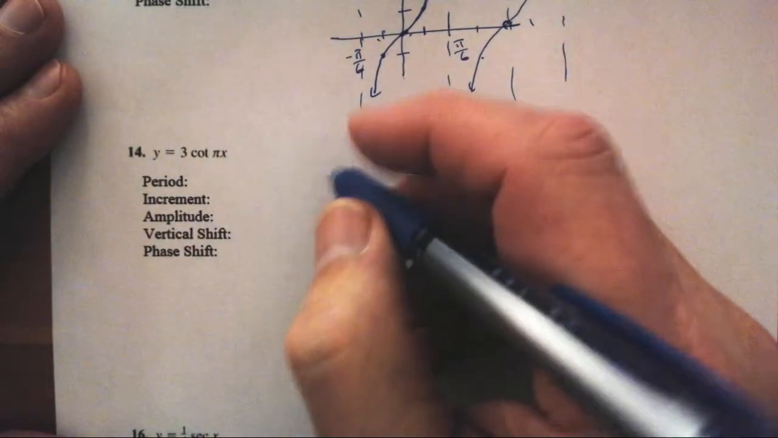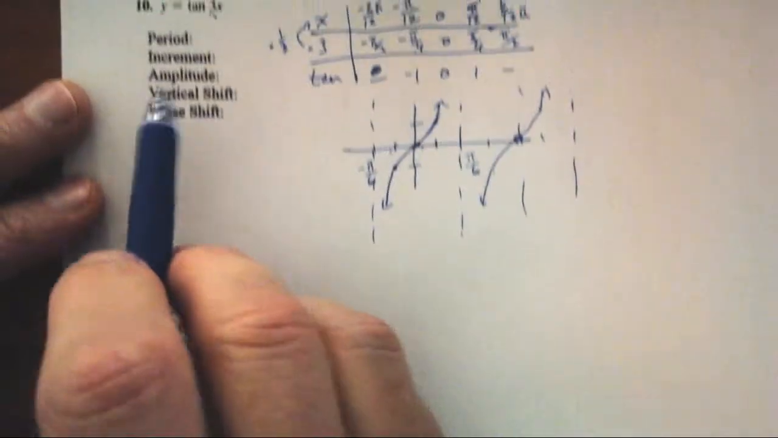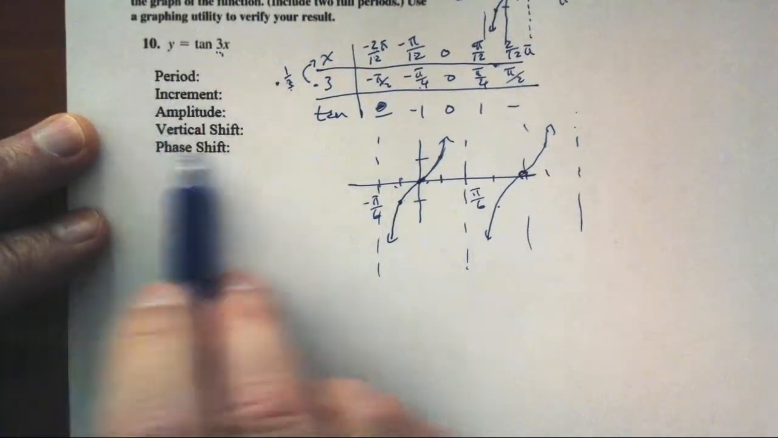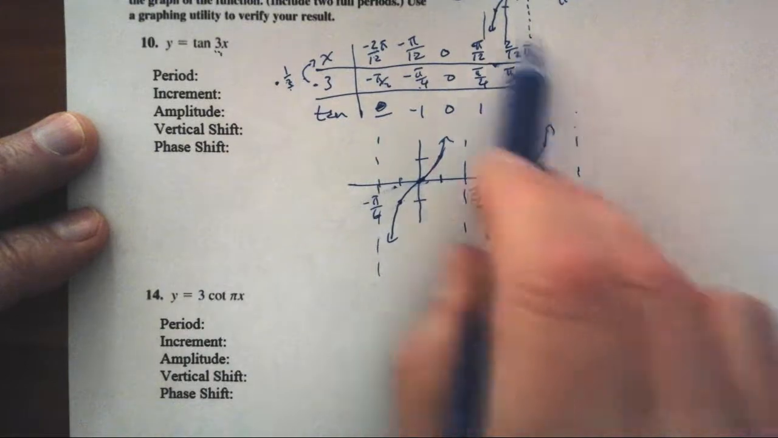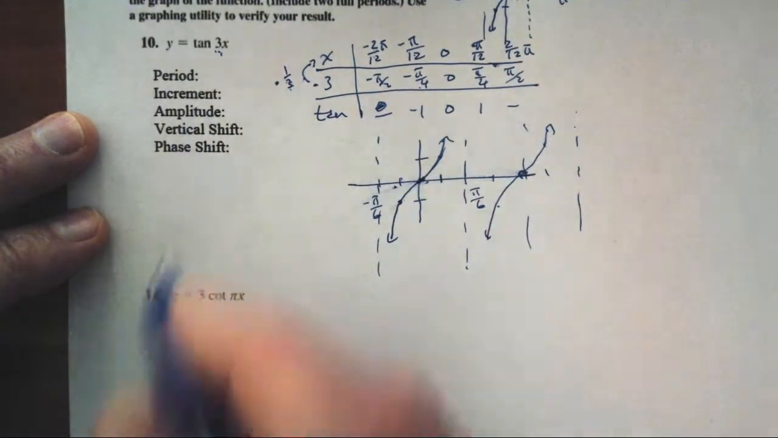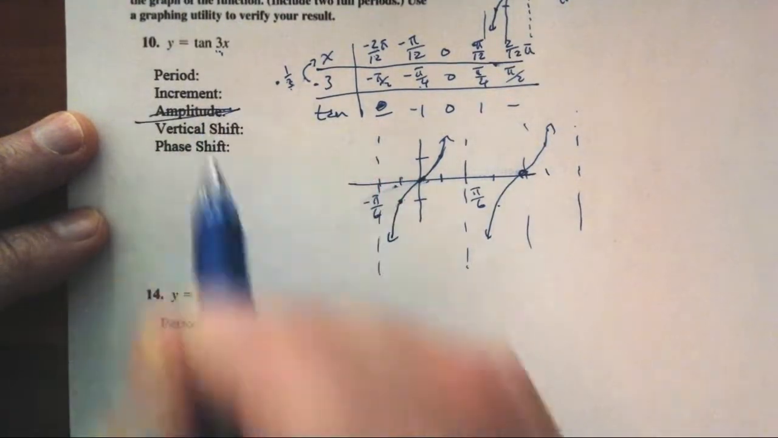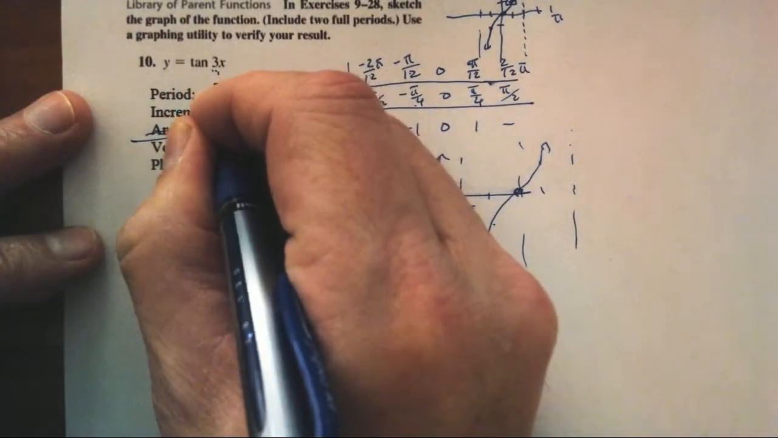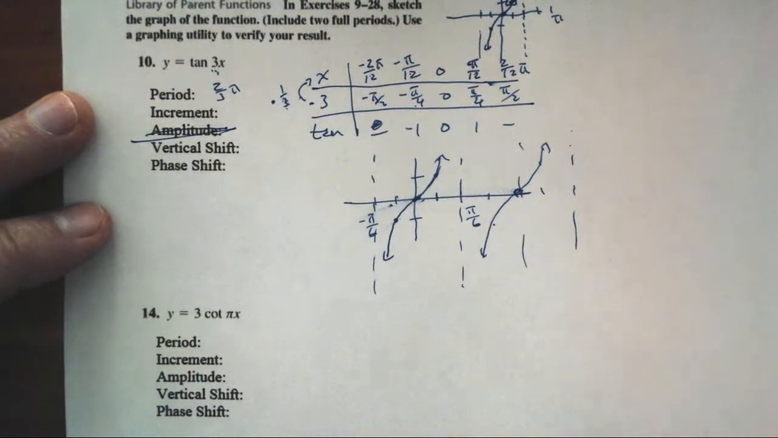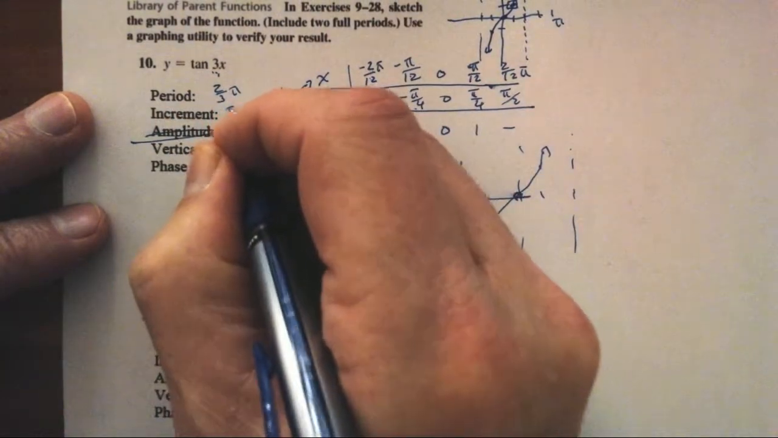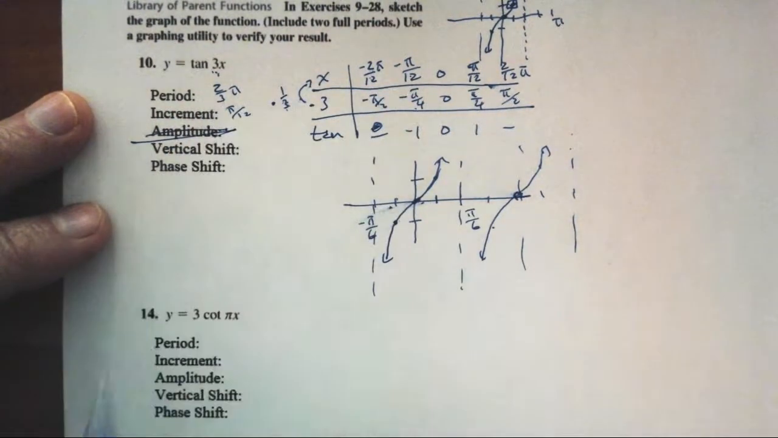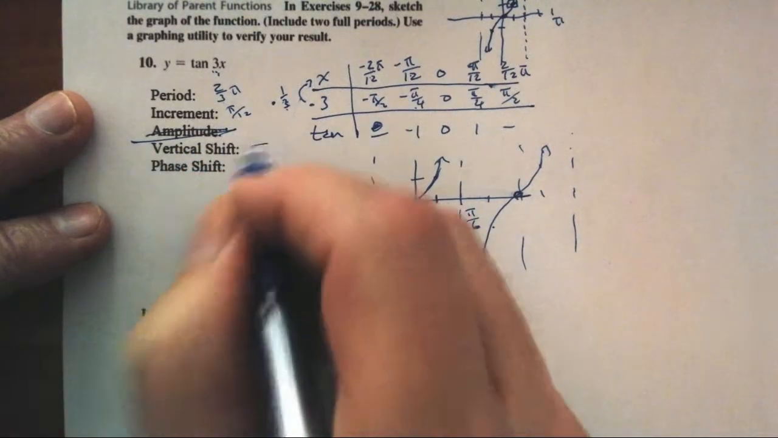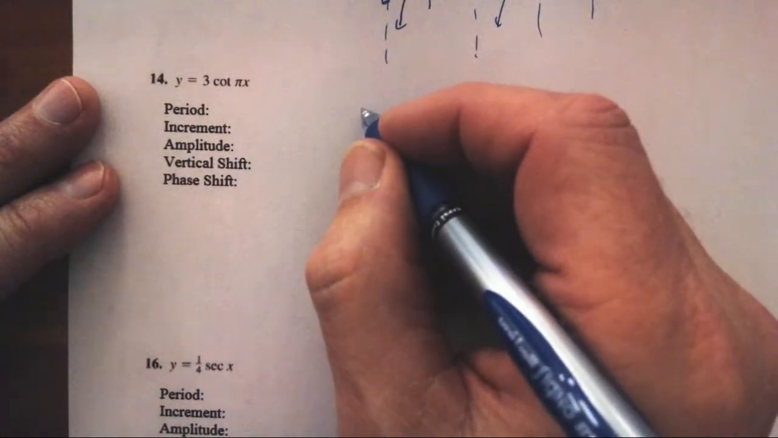Okay, cotangent graph, and you can certainly go through and find all the periods based on material we've done before, the period, increment, the amplitude. Amplitude, not such a good word to be using with tangent. In this case, the period's 3 times as fast, 2/3 pi. Our increments were pi on 12, just divide by 4. There was no vertical shift, there was no phase shift.